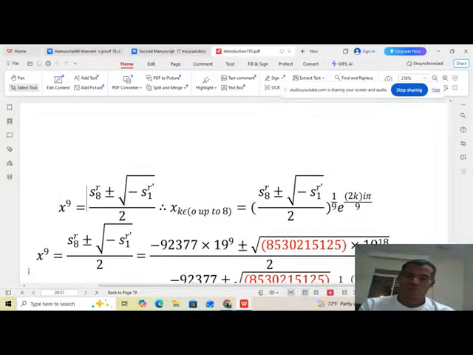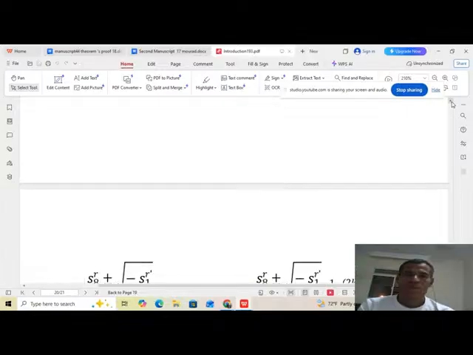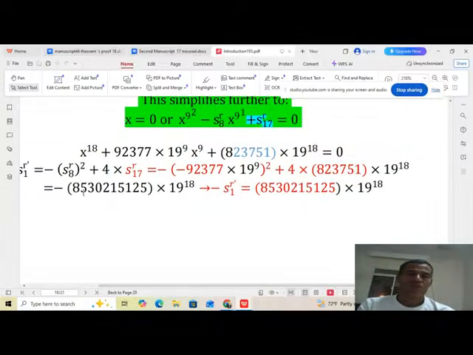So I go down and calculate this, and we obtain that S1, in fact, is equal to 8,530 billion 215,125 times 19 raised to the power 18. So this one is a huge number.